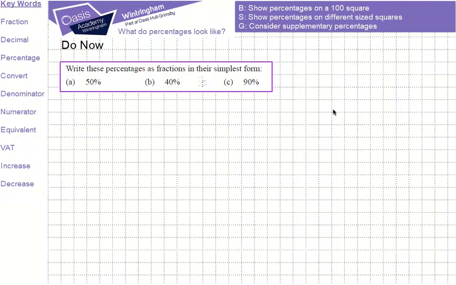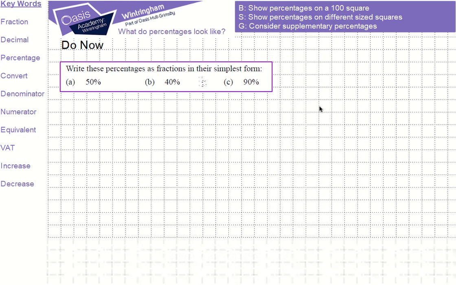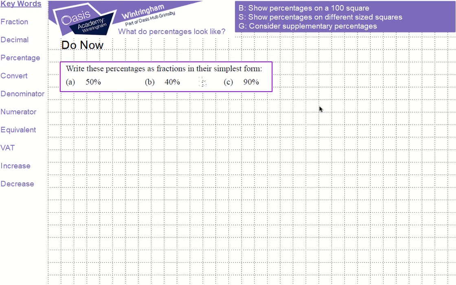Hello. In this video we're going to use diagrams to represent some percentages. For the do now, there's 3 questions on the screen. Can you write those down please, and can you write the percentages as fractions in their simplest form? Pause the screen while you have a go, press play when you're ready to see the answers.